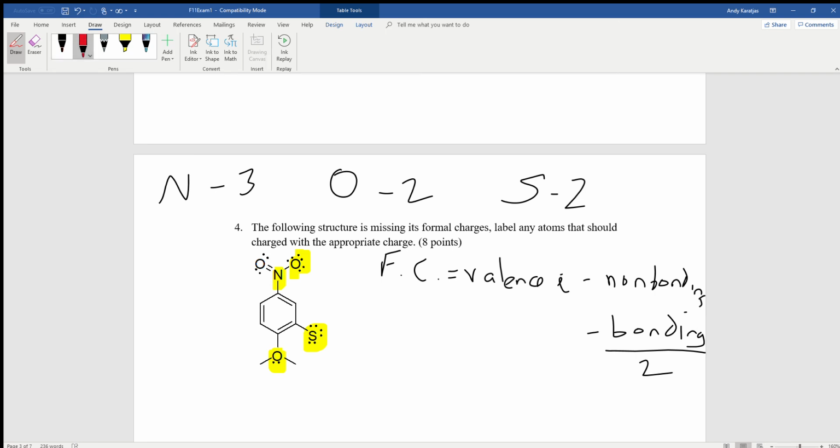So if we start with this oxygen up here, oxygen has 6 valence electrons. We can see here it has 3 lone pairs, so 6 non-bonding electrons, and it has 1 bond, which means it has 2 bonding electrons. So 6 minus 6 minus 2 divided by 2 gives that oxygen a formal charge of -1.